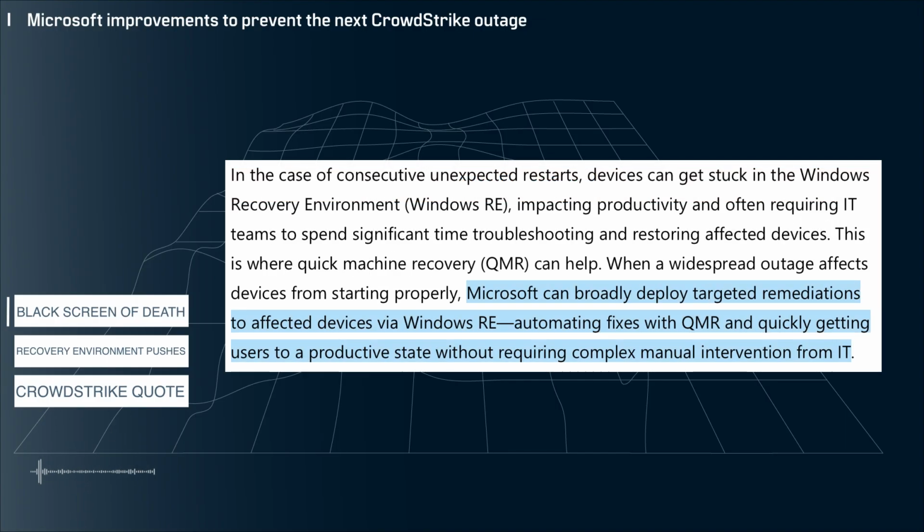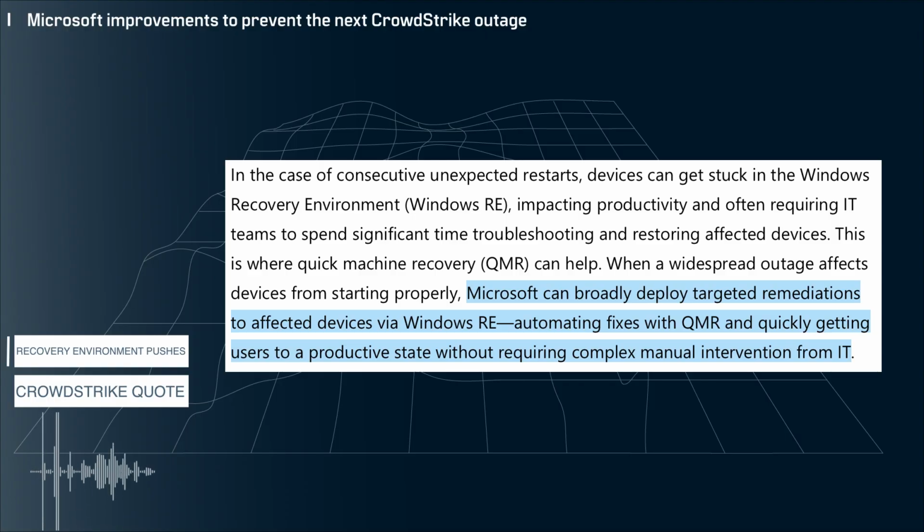But lastly, Microsoft will be giving themselves the capability to push updates to machines that are stuck in the Windows recovery environment. This seems like something Microsoft doesn't plan to use regularly and would be employed in situations similar to the CrowdStrike outage, where a specific file needs to be modified or removed in order to get the machine working.